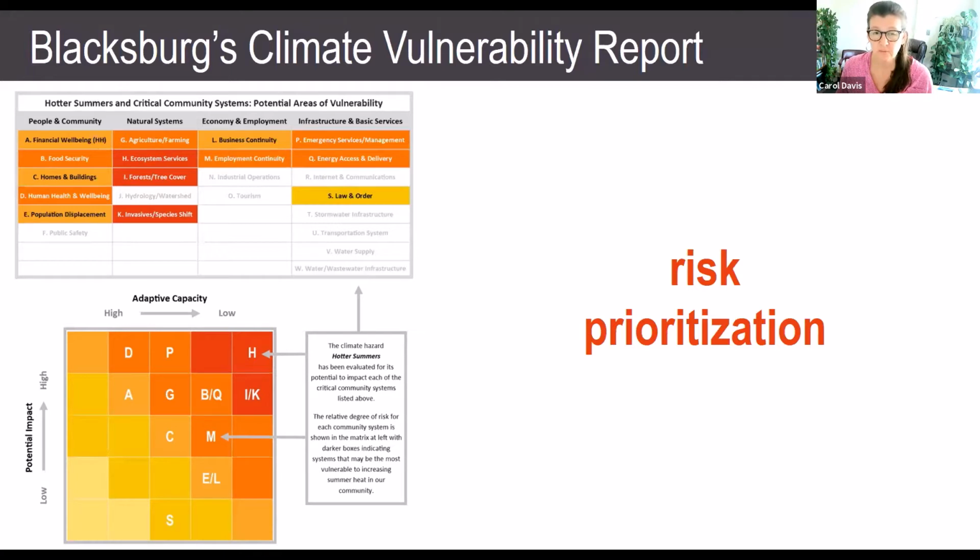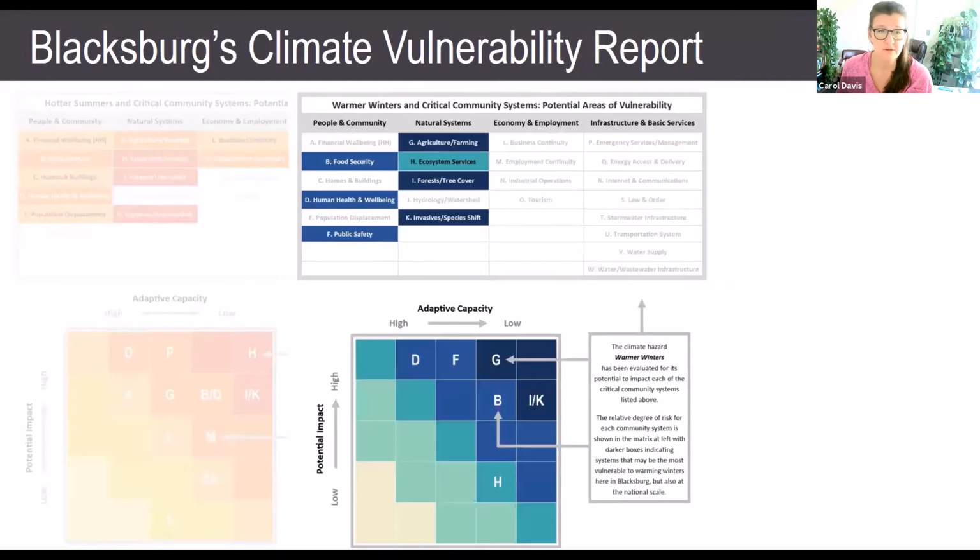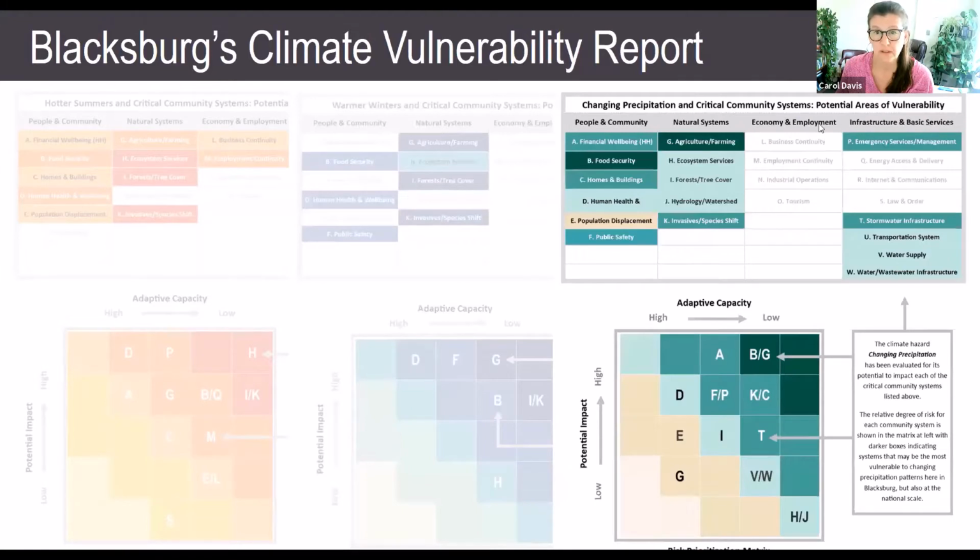So we did this same risk prioritization across warmer winters, somewhat similar findings, largely impacts landing on natural systems, people in community, really very little on economy and infrastructure. And then similar findings for changing precipitation. Most of it's landing on natural systems and people. This one also has some significant potential to impact infrastructure and basic services.